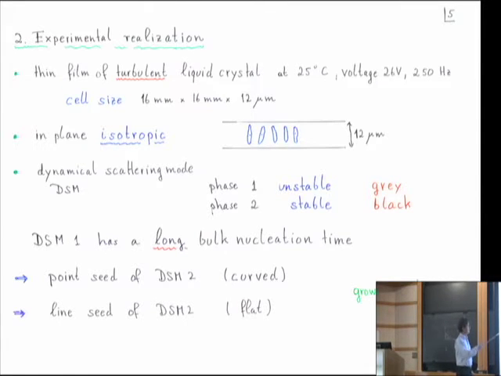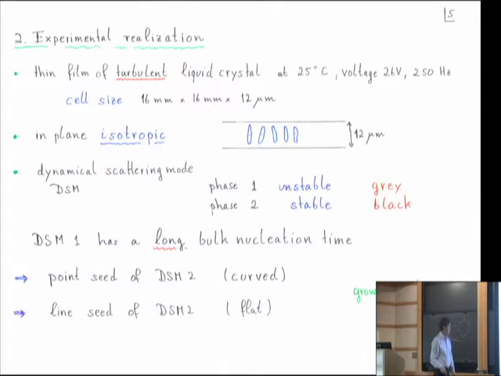Now you put this on a very particular point in this non-equilibrium phase diagram, and you have two phases. They are called dynamical scattering modes. This is phase 1, and that's phase 2. Phase 1 is the unstable phase, and under transmission of light, you just see it as gray. Then you have a stable phase, which is called phase 2. This has a lot of topological defects which prevent scattering of light, and when you look in transmission, you just see it black. So you can very easily distinguish by optical means between the two phases.